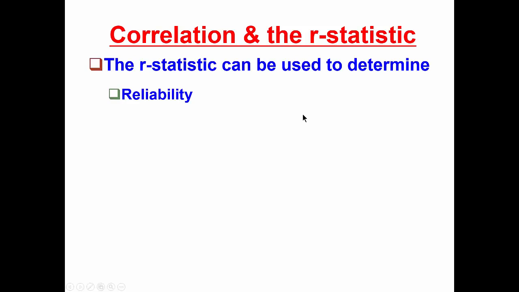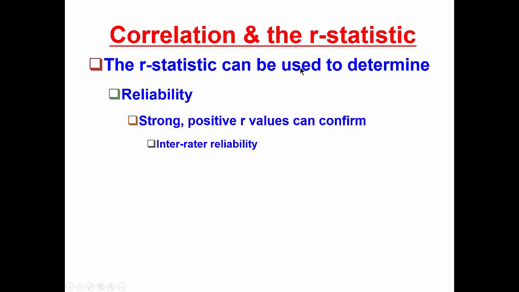Okay, let's return now to understand a little bit about how the R statistic can be used to determine different kinds of things, including reliability. That is, the repeatability of a measure. The R statistic, when strong, can tell us, for example, that we have very high levels of inter-rater reliability. This is a very important concept in psychological science and many of the other behavioral sciences.